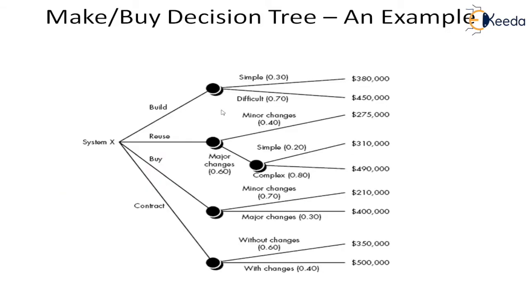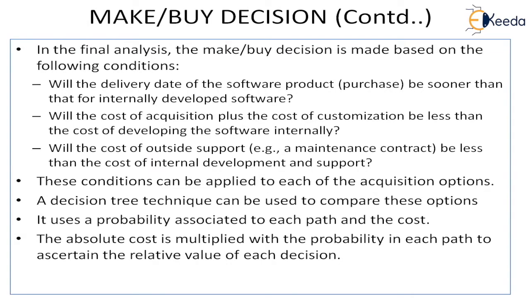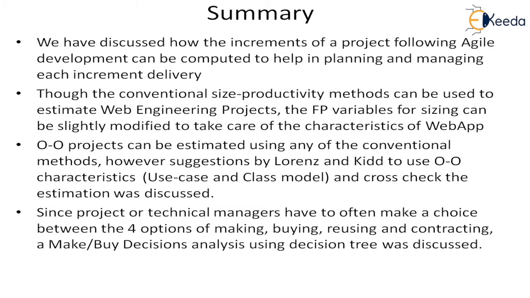Otherwise, you have to do the same thing in the form of a table or a matrix. So we have come to the end of this lesson. We discussed how increments of a project following agile development can be computed to help in the planning and managing of incremental deliveries. So we went to the agile method, agile development projects, and we discussed how we can do the estimation of the increments so that it can be planned and managed.